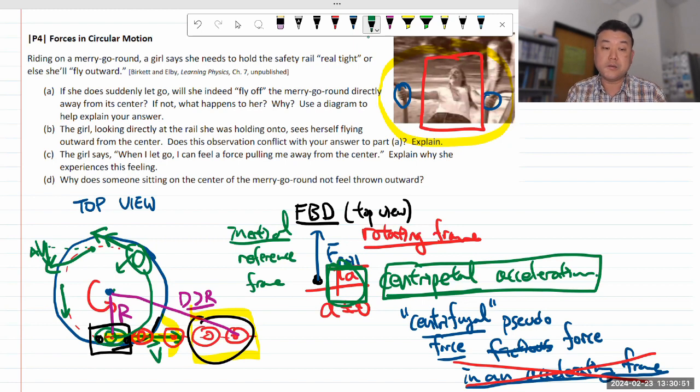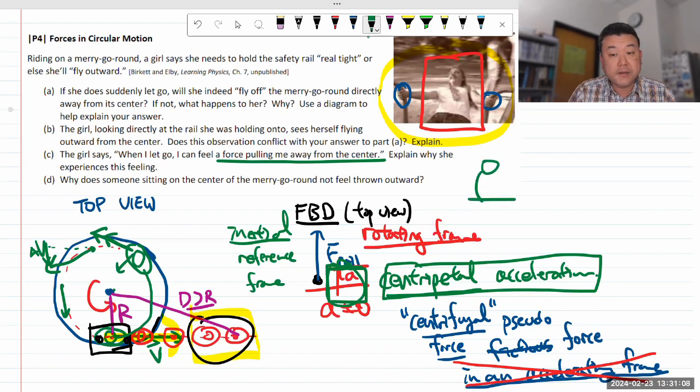So to the point of why she feels being pulled away from the center, I think the way I would try to explain it is the same way we feel our own weight, the apparent weight. We actually don't feel gravity directly. If you're in free fall, you'd feel like you are in microgravity, like astronauts in the International Space Station. But the gravitational force on them is actually pretty significant, like 80-90% of the gravity on us.